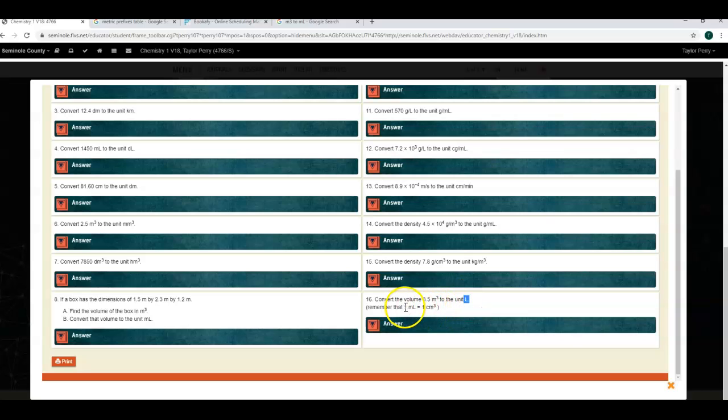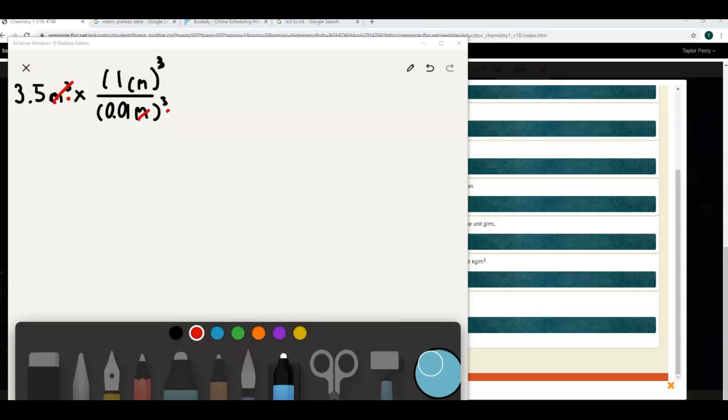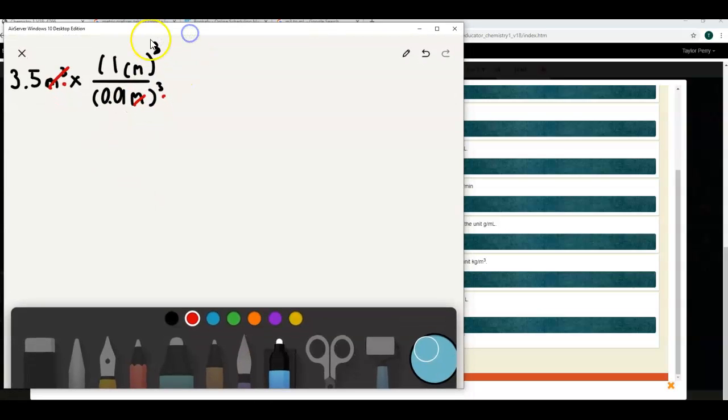And this actually is pretty simple, because this is a 1-to-1 ratio. 1 milliliter equals 1 centimeter cubed. Now I am going to write this down, but you'll see that there's no math we have to do here. I will write this conversion factor down, but it will not really matter.